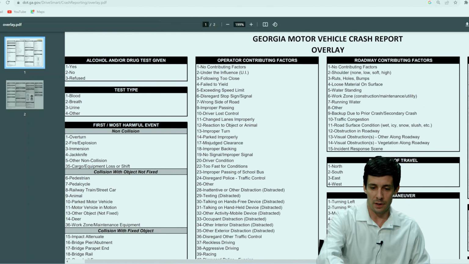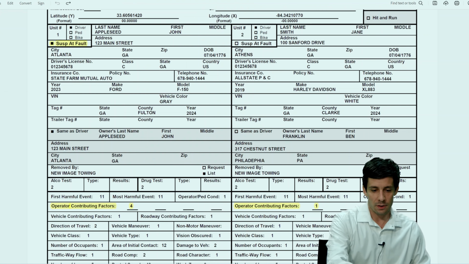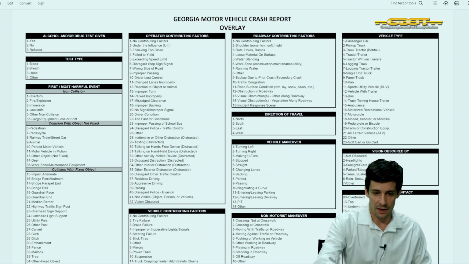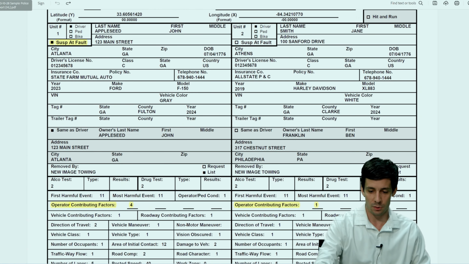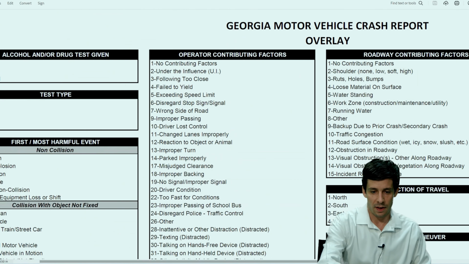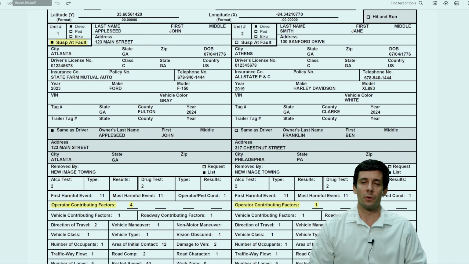And you can see here, you can look at all the codes and then look at the number and see what it corresponds to. So in our report, for the suspected at-fault driver, it says operator contributing factors 4. And that means failed to yield. And then for our non-at-fault driver, we have operator contributing factors 1. That means no contributing factors. In other words, that person did nothing wrong. So that's always important to look for in a police report. A few other things to look for.